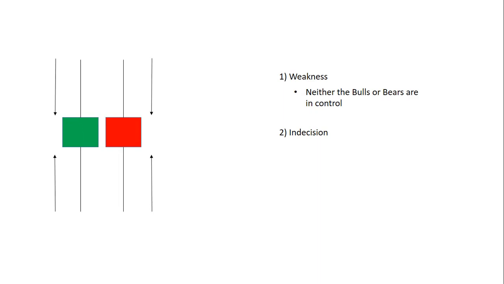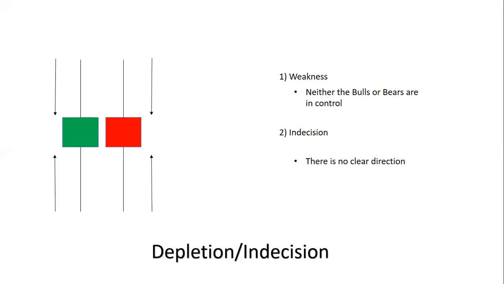What you need to do is combine these candlesticks, the candlesticks that we are about to learn here, and then that will give you the full information that you need, right? Now, there is no clear direction. Hence, I said there is indecision in the market, right? And these are called depletion candles or indecision candles. The market is still indecisive right now.